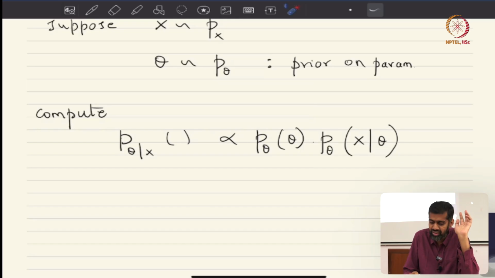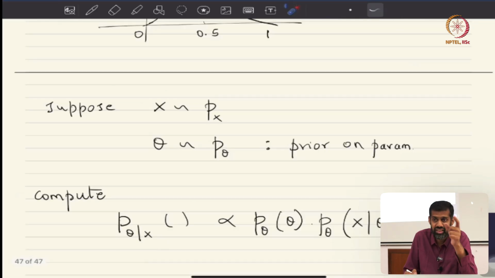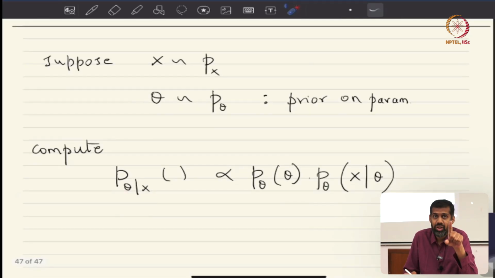Basically the point is, initially you started with some belief, you assume that my theta has this sort of a distribution. Now you observe data, then you update your belief. The posterior on theta given x is still a distribution over theta. So you start with an initial distribution over your parameters, and having observed your data, your belief on the parameters gets updated. Happens all the time in life, no? Start with some belief, go to the real world, get whacked, and then update your belief depending upon what your observations are.